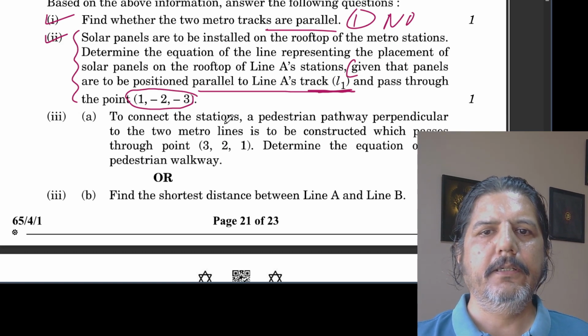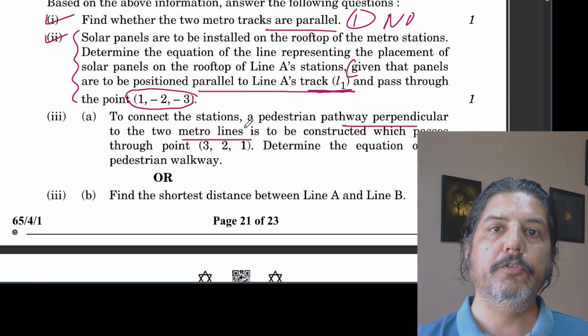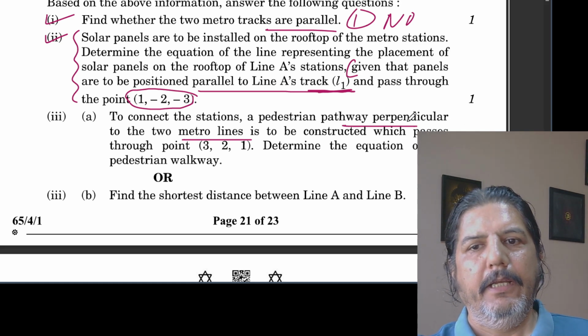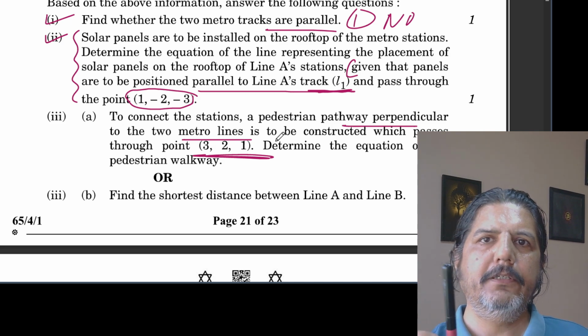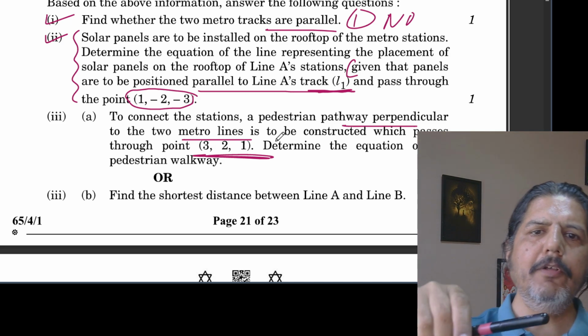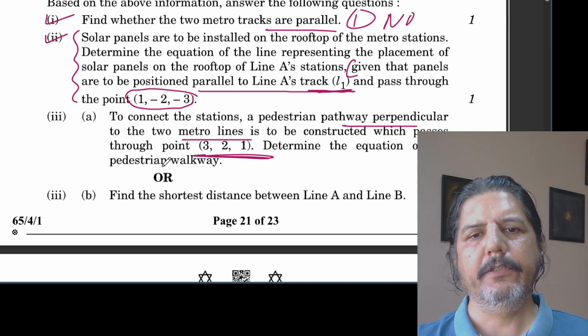To connect the stations, a pedestrian pathway perpendicular to the two metro lines is to be constructed. So there is a pathway which should be perpendicular to the two lines, which passes through the point 3, 2, 1. That pedestrian pathway would be perpendicular to the two lines and will pass through 3, 2, 1. So in the question, determine the equation of the pedestrian walkway.